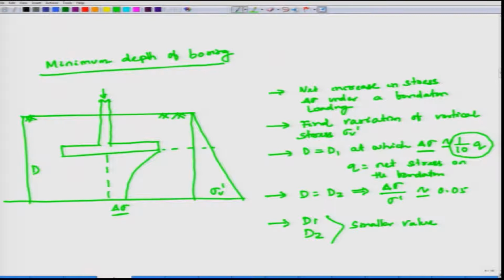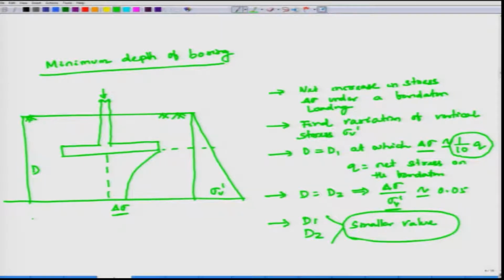Then D is equal to D2, at which delta sigma by sigma B prime, the increase in stress under foundation loading over the vertical stress, equals 0.05. Then compare these two, D1 and D2, which is smaller? Either D1 is smaller or D2 is smaller. That depth you have to consider for your minimum depth of boring.